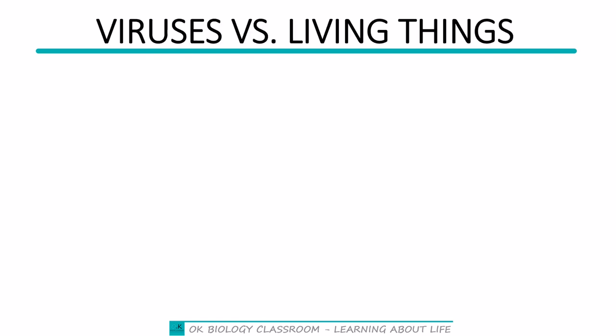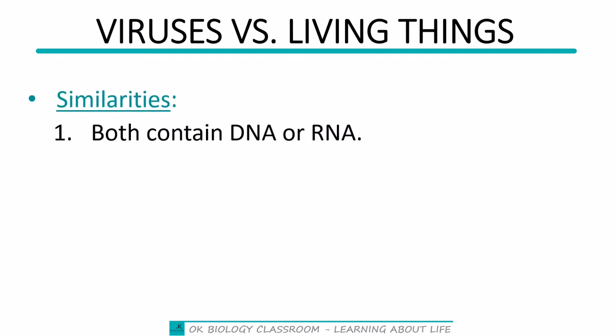So now let us look at viruses as against living things. What similarities exist between viruses and living things? The first point is that they have DNA or RNA just like it exists in living things. They can also replicate like living things replicate. Living things multiply their cells. Viruses also manage somehow to multiply themselves.